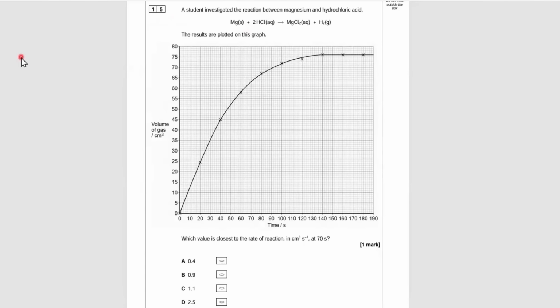Is that relevant? I don't know, but I just get into a good habit of writing down my ratio when I see a question, just in case that comes up. The results are plotted on this graph. We've got the volume of gas over here. We've got the time in seconds. Which value is closest to the rate of reaction in centimeter cubed per second at 70 seconds?